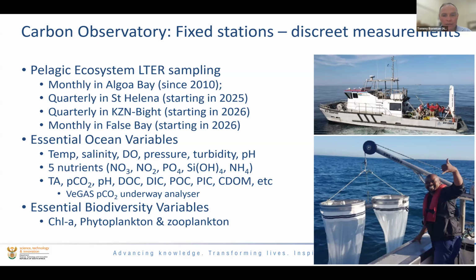We are also working with CSIR and Sea Technology Services to develop a V-GAS partial CO2 underway analyzer. So very similar to the one on the SA Agulhas, but we will make it significantly smaller so that we can run it on small coastal vessels and craft, as long as there's a pump and an underway system pumping seawater through it. And depending on the success, we might have several of these stations around the coast at all the main sites. And then, of course, we also collect some data on essential biodiversity variables such as chlorophyll A, phytoplankton, and zooplankton at these sites.